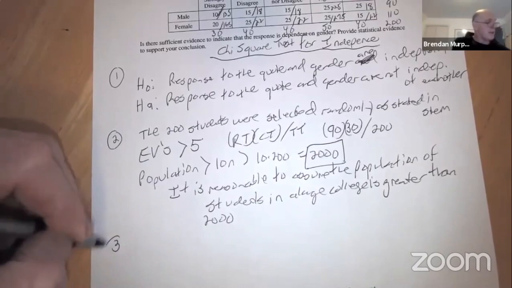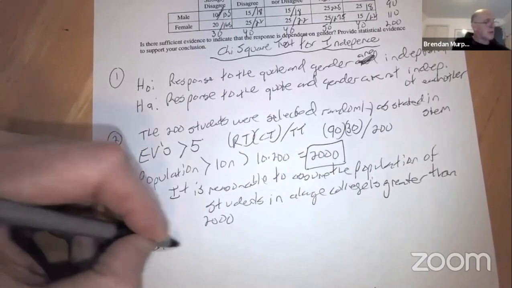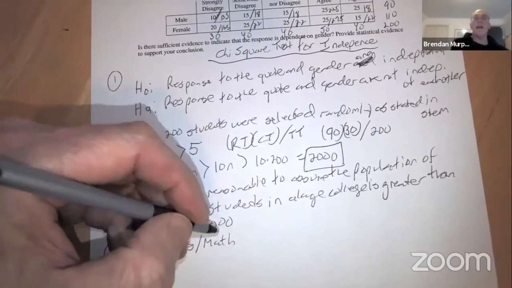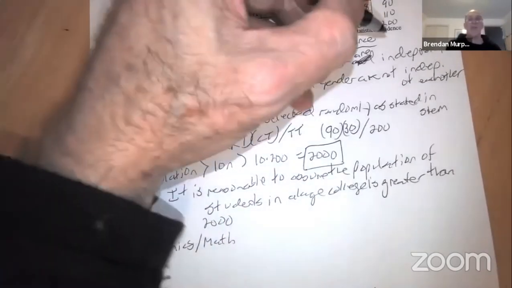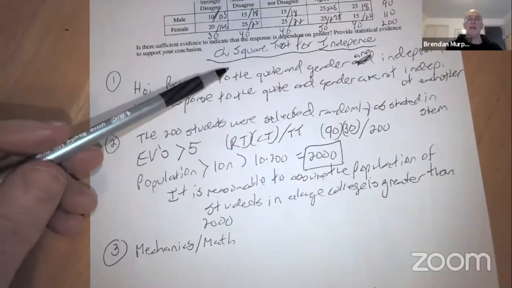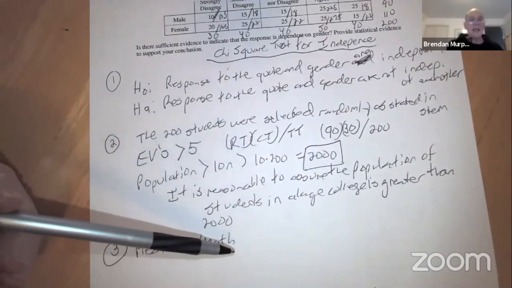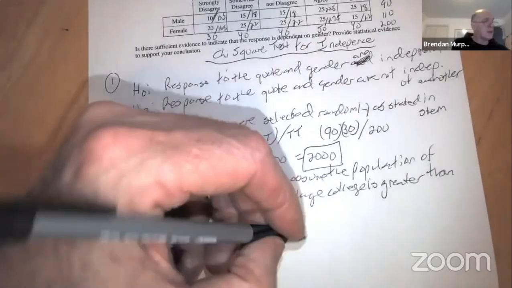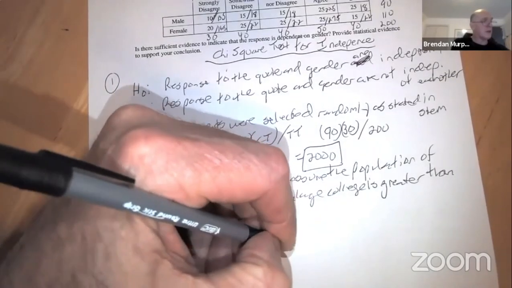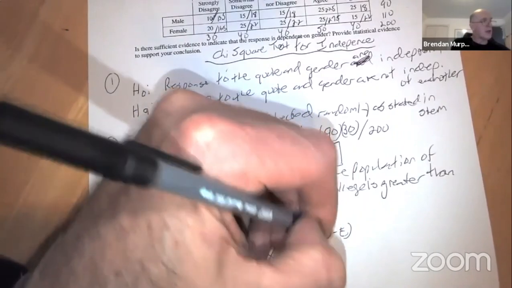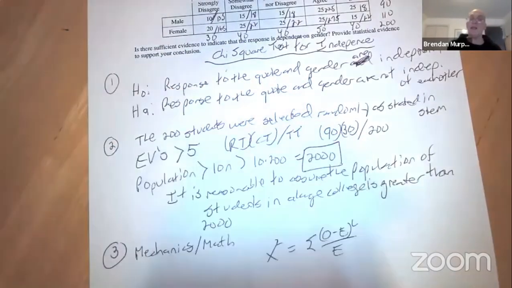So for our third step, your teachers may have called it mechanics or math or something like that. If I've written down the name of the test somewhere, which is the first thing I want to do, I do not need to write the formula down. So I do not need to write the chi-squared formula and plug in a whole bunch of mathematics. I do not need to do that.